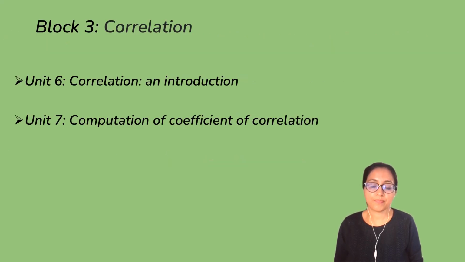Then Block 3 is about correlation. In correlation, we will be studying basically 2 units, that is Unit 6, correlation and introduction, and Unit 7, which is the computation of coefficient of correlation. In Unit 6, we are going to study the concept of correlation, direction and magnitude of correlation, properties, uses, and limitations of correlation, and other methods of correlation. In Unit 7, we are going to study Pearson's product moment correlation and Spearman's rank order correlation. So this was all about Block 3.